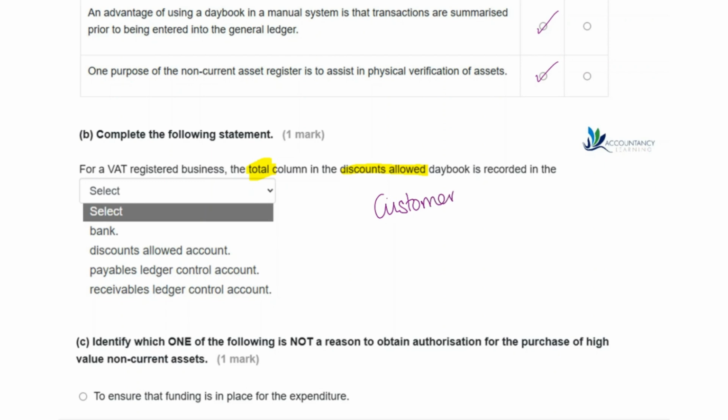So if we're talking about our customers, then we're going to be working in our receivables ledger control account, and that would mean the total is the amount that they no longer owe. So it reduces that overall balance.